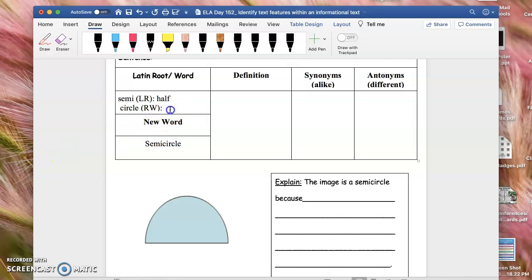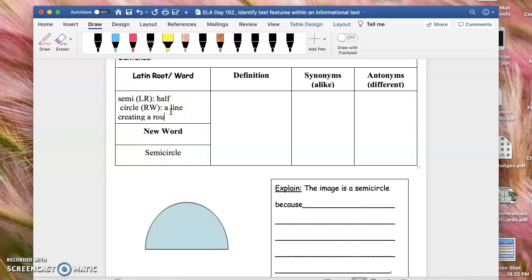And we know that a circle is a line creating a round object, okay? So the line pretty much goes all the way around. And so when we put semi and circle together, it creates the word semicircle. And so semicircle is a half circle, okay?